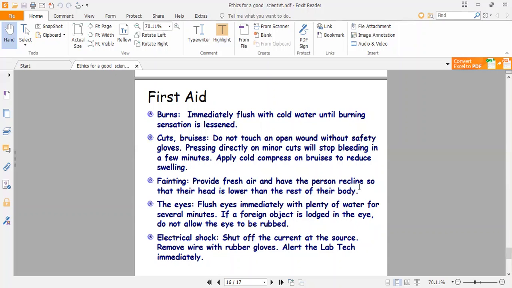And if somebody is fainting, then you must provide him fresh air and lower his head than the rest of the body. And if somebody got something in his or her eyes, then the eyes must be immediately flushed with plenty of water for several minutes, and do not rub eyes. And if somebody gets an electric shock, then immediately you should shut off the electric appliances and remove the wire with the rubber glove, and report to the lab technician immediately.